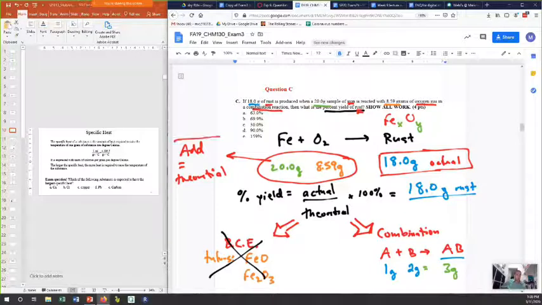Okay? The reason I can do that is the law of conservation of mass. So what do I do? I take 18 grams and I divide it by the sum of 20.0 plus 8.59. Now I multiply by 100 and I get my answer.